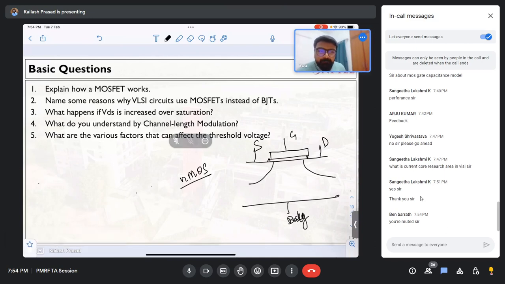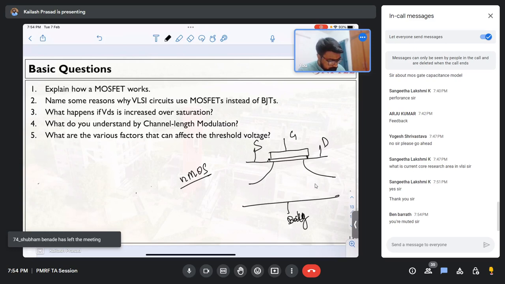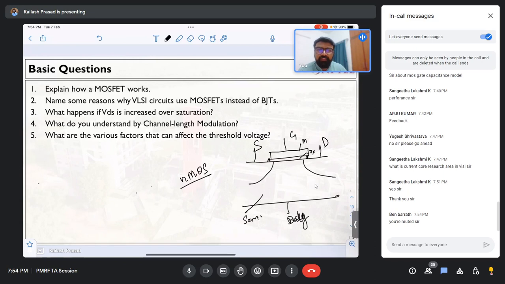So, I will just repeat again what I was saying. This is the MOSFET we have, which has a gate, source and drain. And there is an oxide. So here this is metal, oxide, and this is semiconductor. From here the name comes, metal oxide semiconductor.